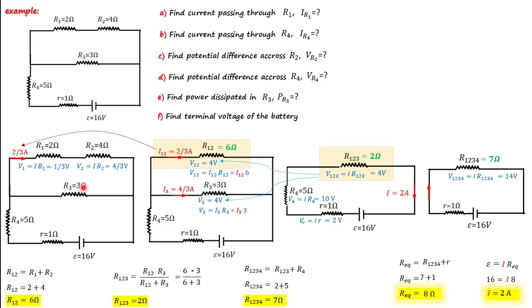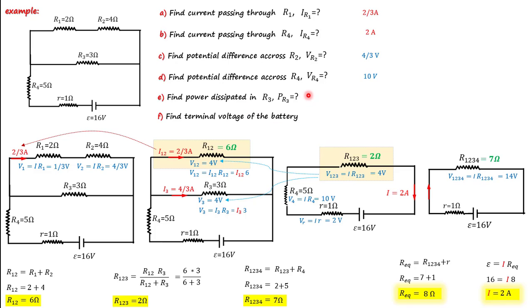Now we have all the information. So we can get all these answers very easily for the first part. The current passing through R1 is right here, which is 2 over 3 ampere. And the current passing through R4, let's find out, which is 2 ampere here. And the potential difference across R2 is right here, 4 over 3 volts. And the potential difference across R4 is 10 volts.